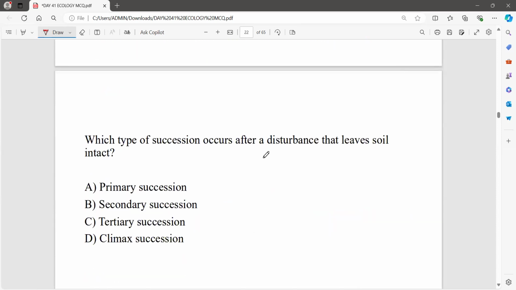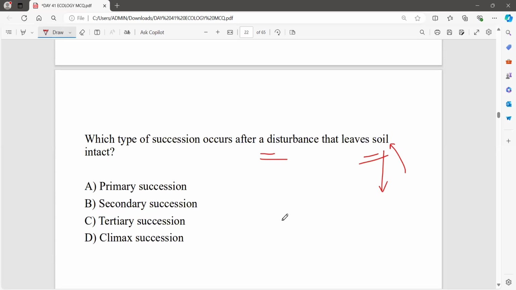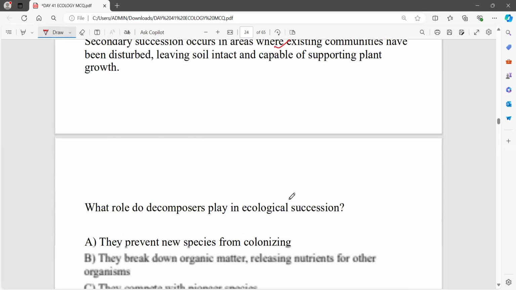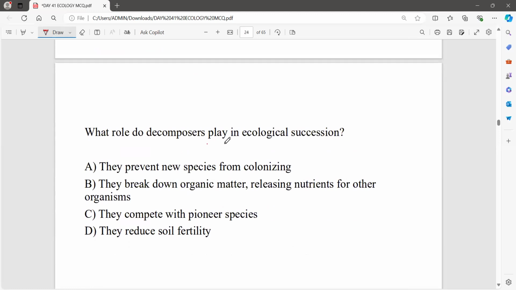Which type of succession occurs after a disturbance leaves the soil intact? Which leaves the soil intact, and whatever seeds are present in the soil, when exposed to rain, they start to emerge. And what is that succession? Yeah, that will be secondary succession. Very good.